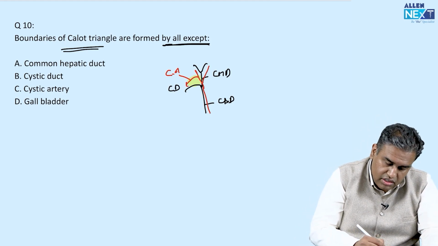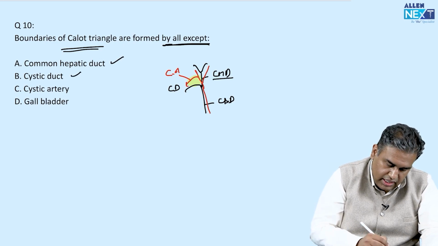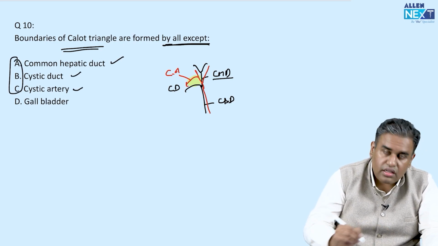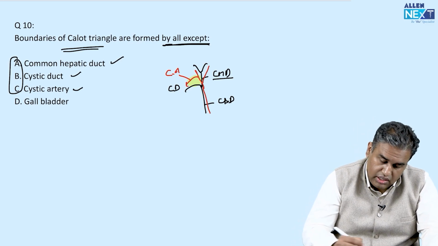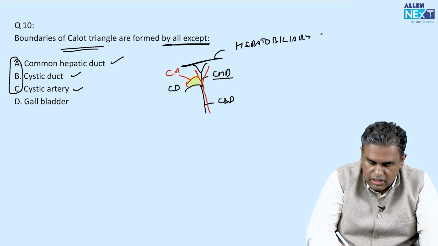What is it involving? It is involving the common hepatic duct over here, the cystic duct over here, and the cystic artery. These are the 3 boundaries of the Calot's triangle. If you include the liver over here, then that triangle becomes the hepatobiliary triangle.